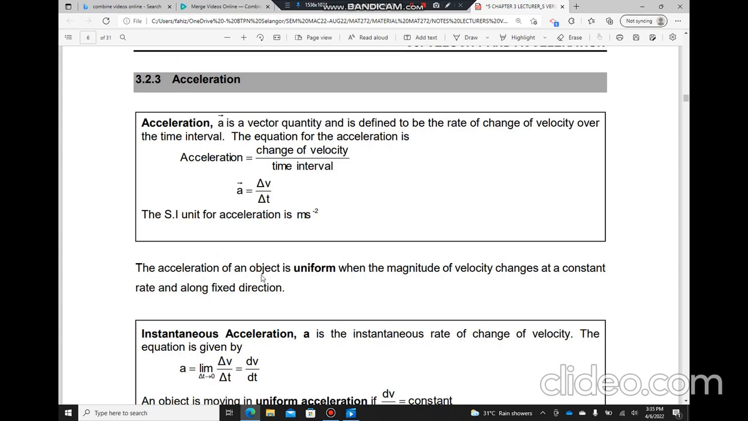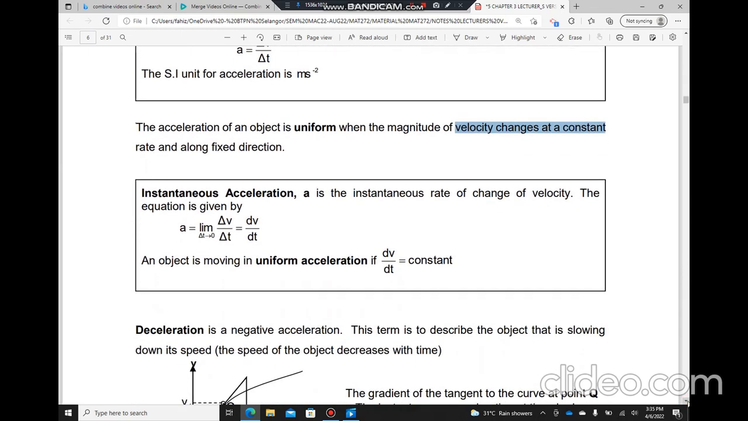The acceleration of an object is uniform when the magnitude of velocity changes at a constant rate and along fixed direction. Yang ni sama juga. Kita katakan dia pecutan tu seragam kalau velocity dia tak berubah. Velocity changes at a constant. Maknanya laju dia tetap sama. So acceleration dia adalah kelajuan dia adalah seragam.